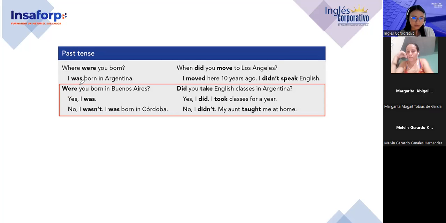¿Qué pasa, clase, con estas preguntas? Ambas se responden con yes and no. What is the difference? The second one has another verb. Exactly. How about the first one? The first one is a question. There you go. Using was and were, the past of verb to be.